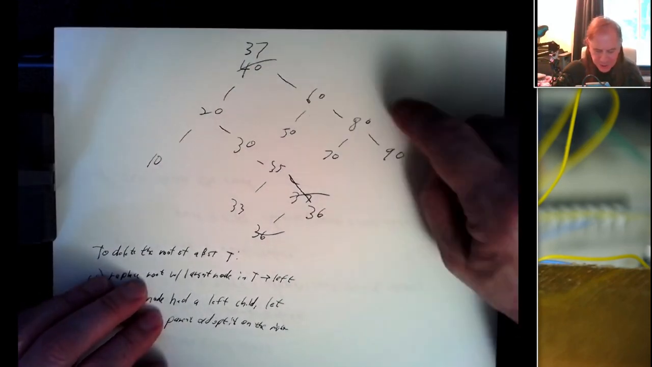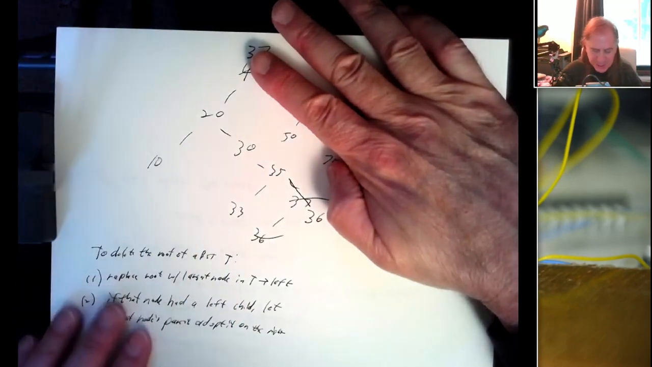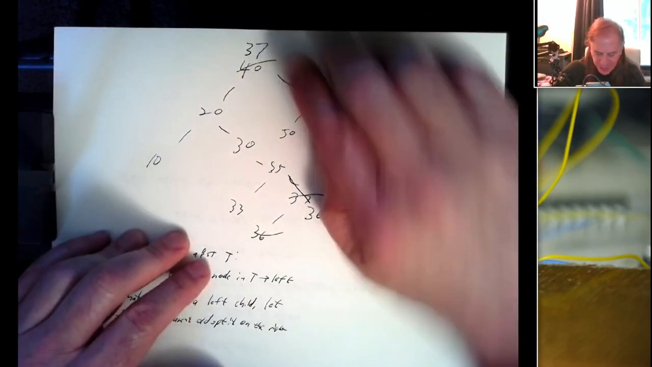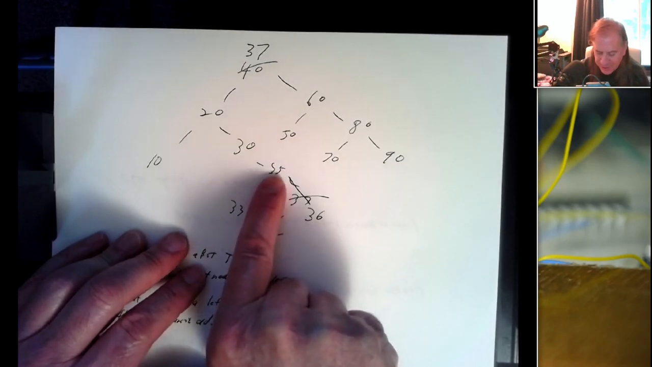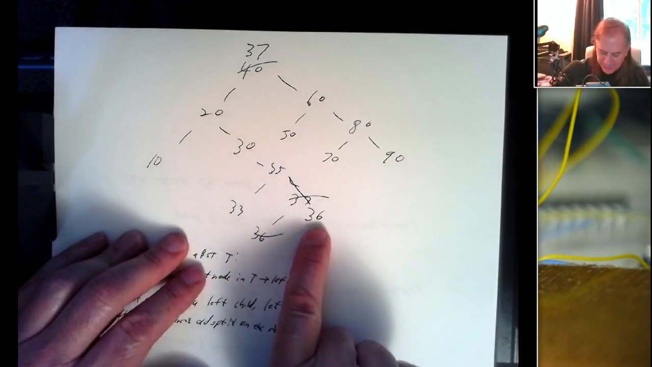The new root of the tree is 37. Everything over here is guaranteed to be less than 37. And the only thing we've changed was this 36. While it used to be to the right of 35, it's still to the right of 35.